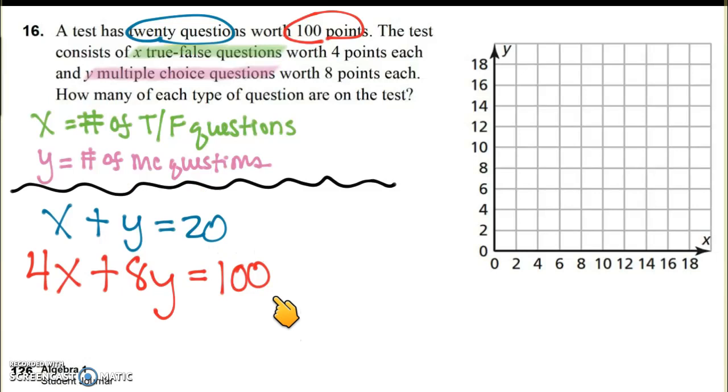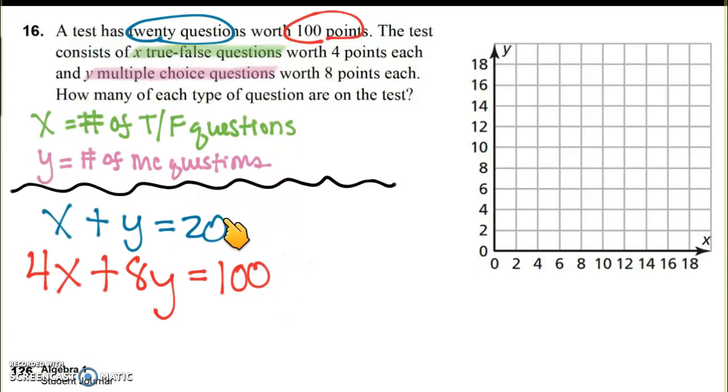We have two standard form equations. We are trying to figure out what X and Y represent. And remember, X represents a number, and it's going to be true false questions. And Y also represents a number or a value, and that's the number of multiple choice questions.